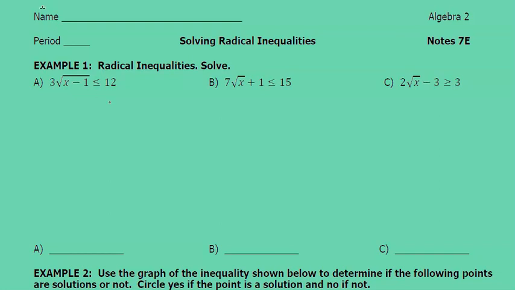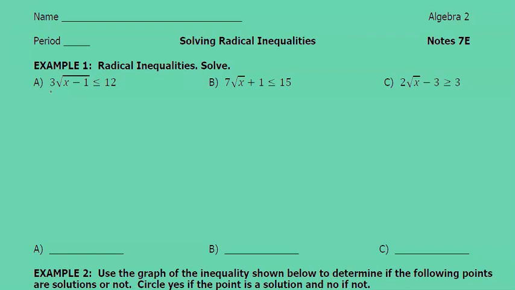Page 39, Note 7E, Solving Radical Inequalities. Example 1, Radical Inequalities. Solve. A. 3 times the square root of x minus 1 is less than or equal to 12.